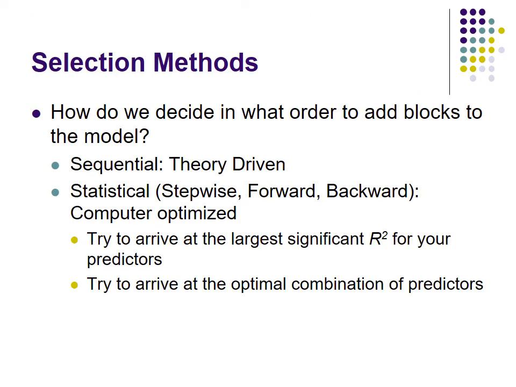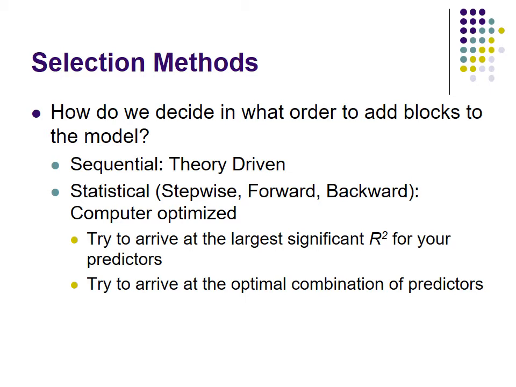So again, what selection methods do we use? How do we decide in what order our blocks are put in, in the sequential or hierarchical method? Generally speaking, sequential or hierarchical is going to be theory driven, and the stepwise forward and backwards is a statistical model. It's computer optimized, and above and beyond enter, it's not just looking at unique variance, it's looking at total variance in the outcome predicted.